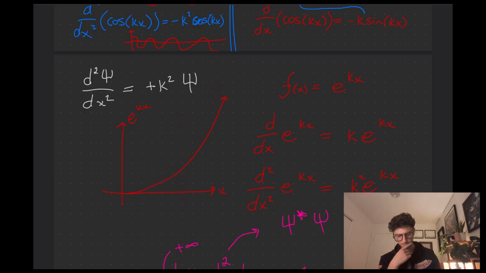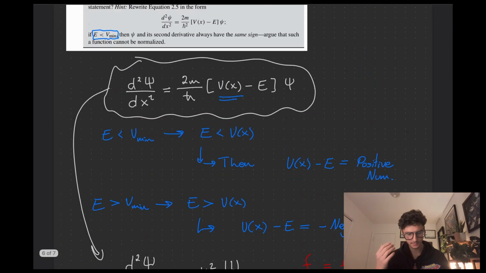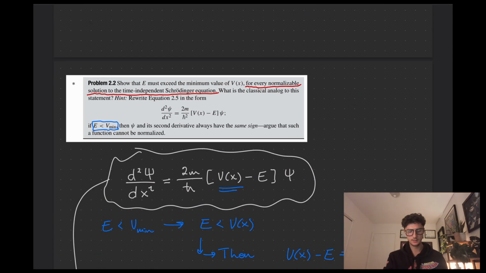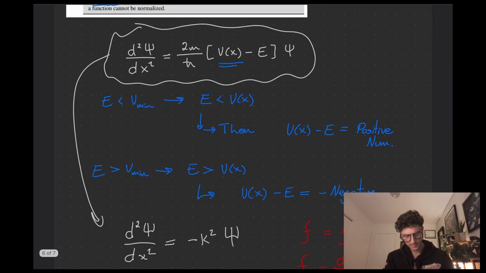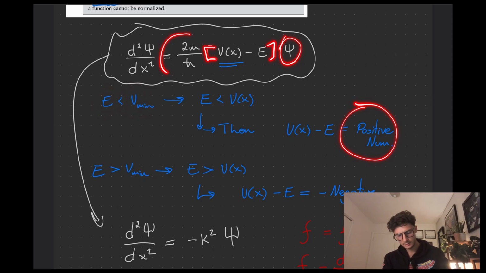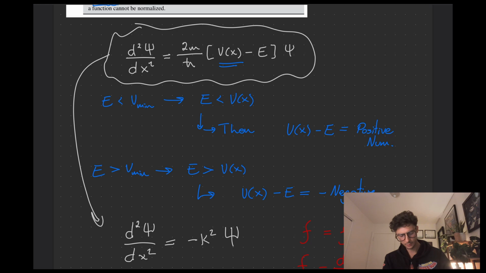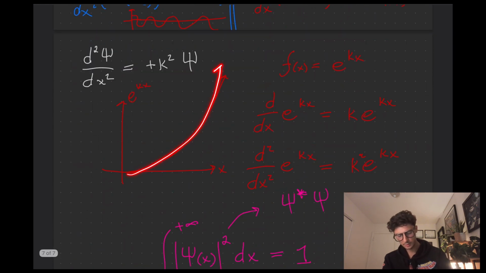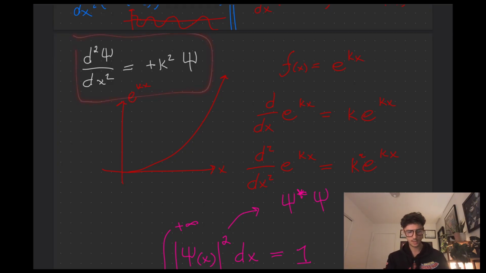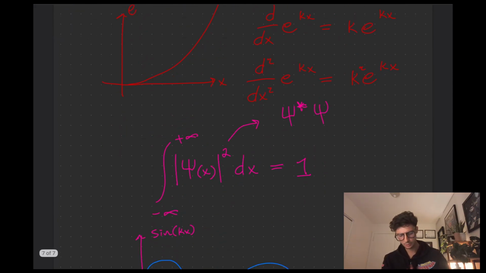I'm actually unsure. So basically what I'm trying to show you guys is that depending on the relationship between the energy and the potential, if the energy is less than the potential, then in front of the psi you get a positive number. And this differential equation gives you solutions of exponentials. And exponentials are not normalizable in quantum mechanics, so we throw them out. Mathematically, this is a solution, but quantum mechanically, we don't want to look at it because it doesn't represent a physical particle, because it is not normalizable.